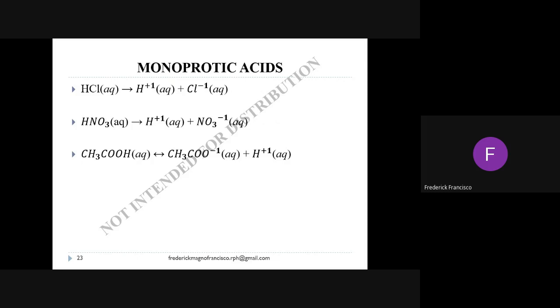Acids commonly used in the laboratory include hydrochloric acid HCl, nitric acid HNO3, acetic acid CH3COOH, sulfuric acid H2SO4, and phosphoric acid H3PO4. The first three are monoprotic acids. That is, each unit of the acid yields one hydrogen ion upon ionization.